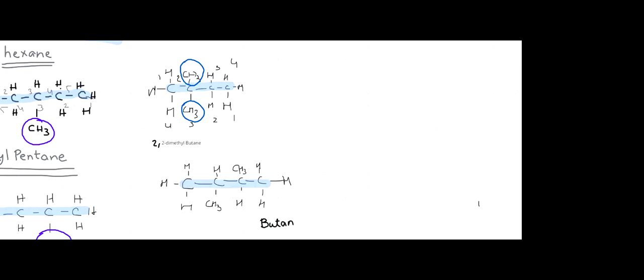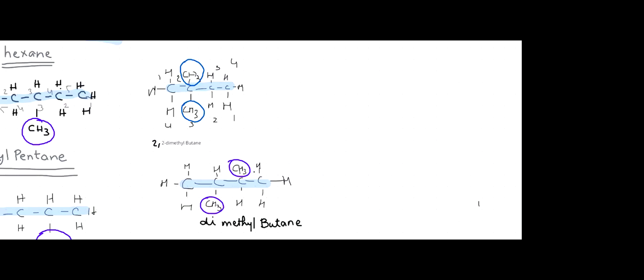You have got 2 methyl groups, 1 and 2. So you will write down, what is the side chain? The side chain is methyl, and you have 2 methyl chains, so you'll write down dimethyl. So far, the naming is exactly the same.